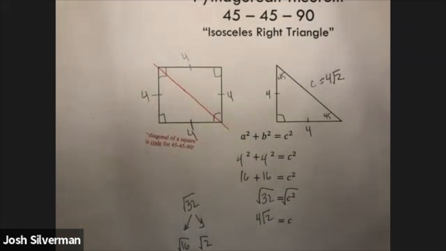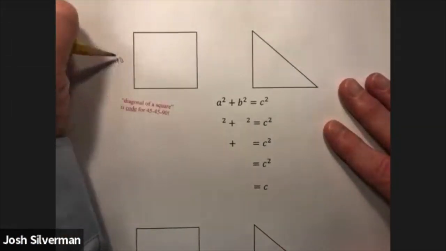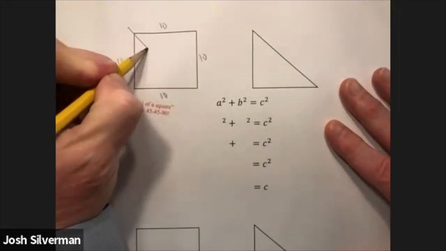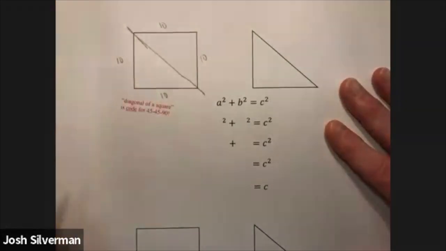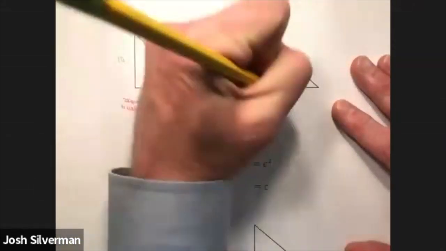Okay, but what if the square doesn't start with sides of 4? What if the sides are a different length? Maybe they're 10. Let's take a look. All right, this time our square's got sides of 10. So this is going to be 10, this is going to be 10, this is going to be 10, this is going to be 10. When we cut it in half along the diagonal, then this would be 10, and this would be 10.